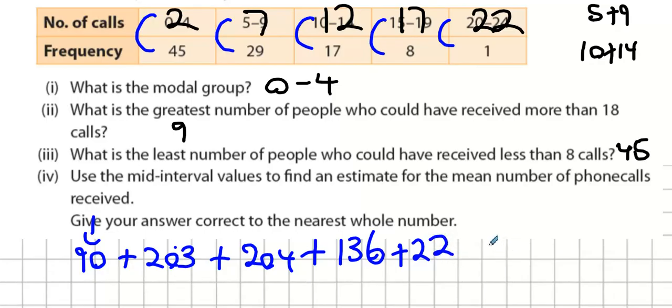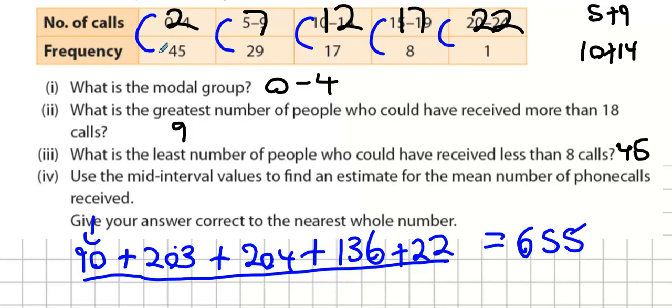Add them all up together. What do you get? 655? Who got 655? Okay, majority. How many people was that amongst?